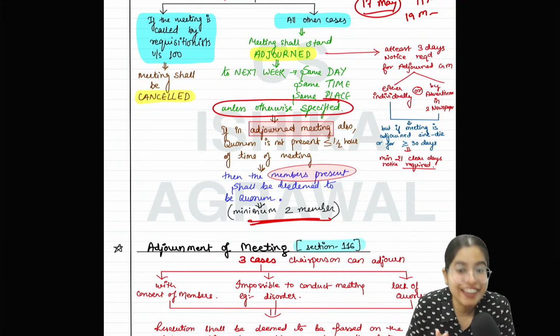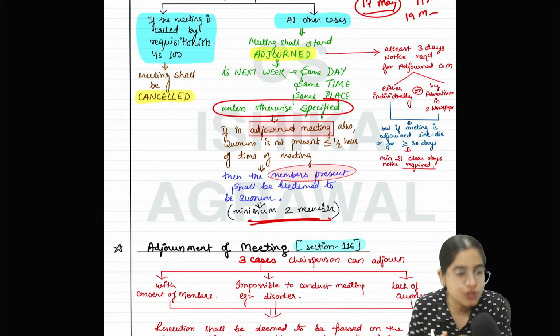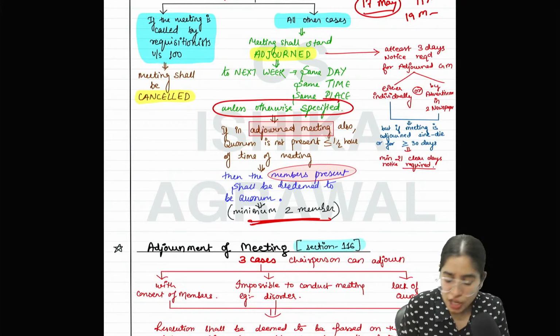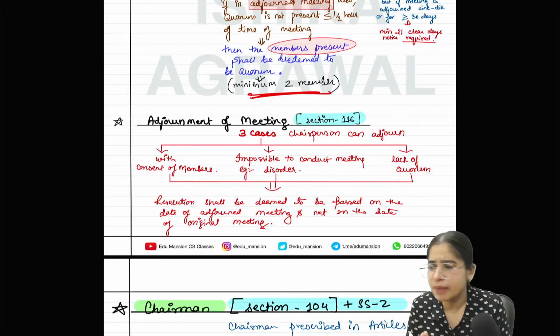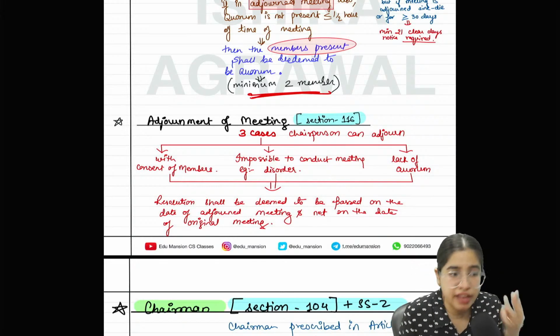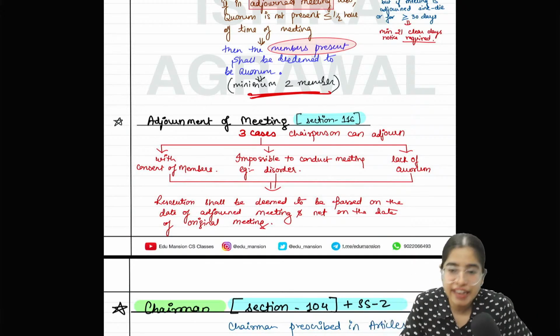No, you know what? In 2 other situations also the meeting can be adjourned. So basically, when can the meeting be adjourned? There are 3 cases given when a chairperson can adjourn the meeting.